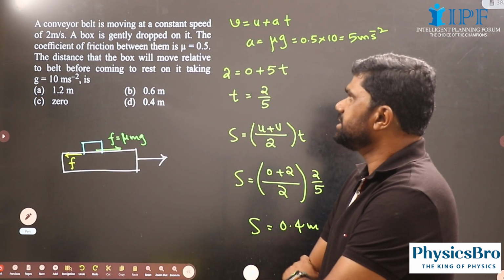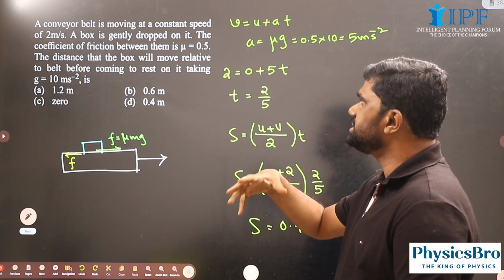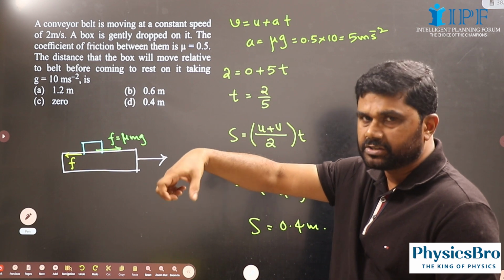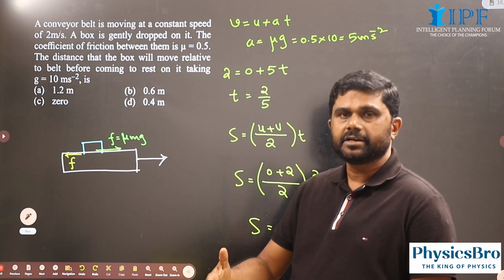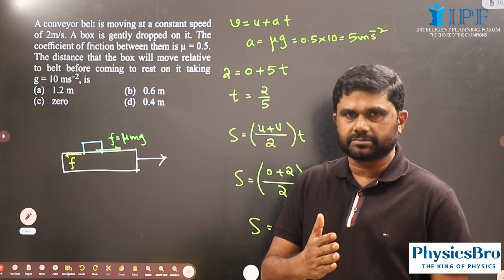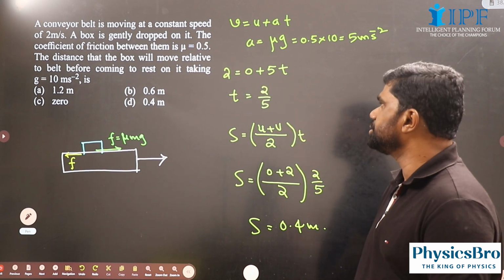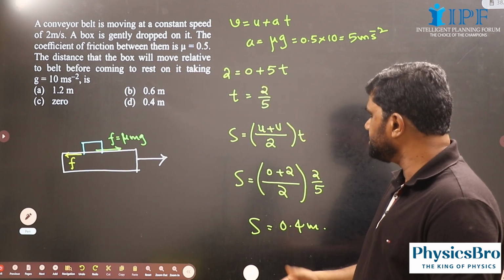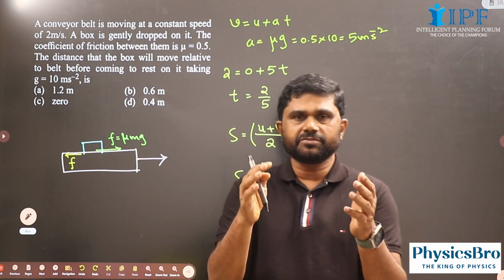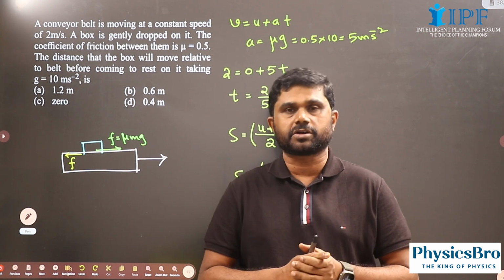Now let's see the next. A conveyor belt is moving at a constant speed of 2 meter per second. A box is gently dropped on it. See, when the box is placed, its horizontal velocity is 0, and finally the horizontal velocity of the box will become equal to that of the conveyor belt. So the initial velocity of the box is 0 and the final velocity is 2. So the average velocity will be 0 plus 2 divided by 2. See, average velocity is initial plus final by 2. That can be applied only when the acceleration is constant.